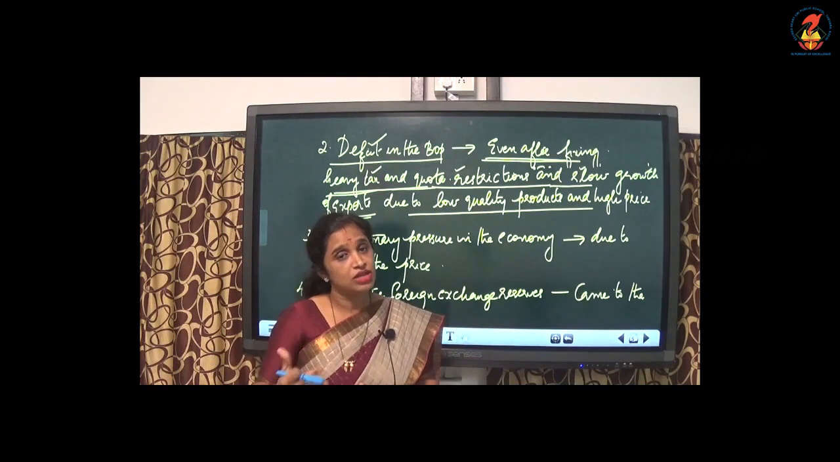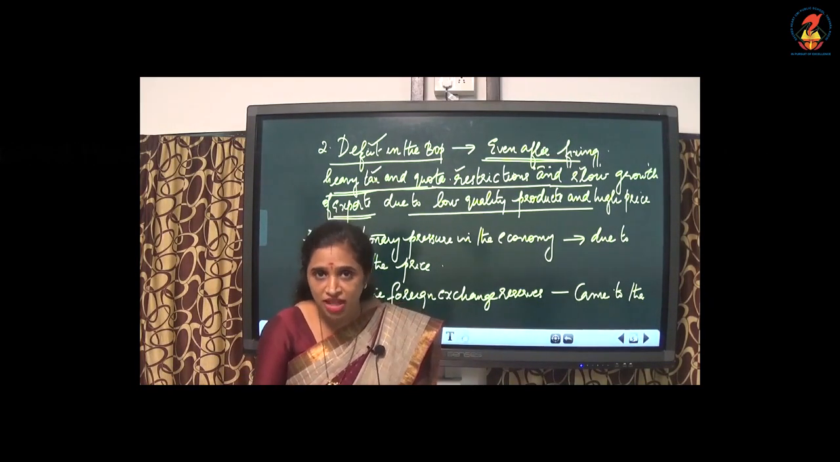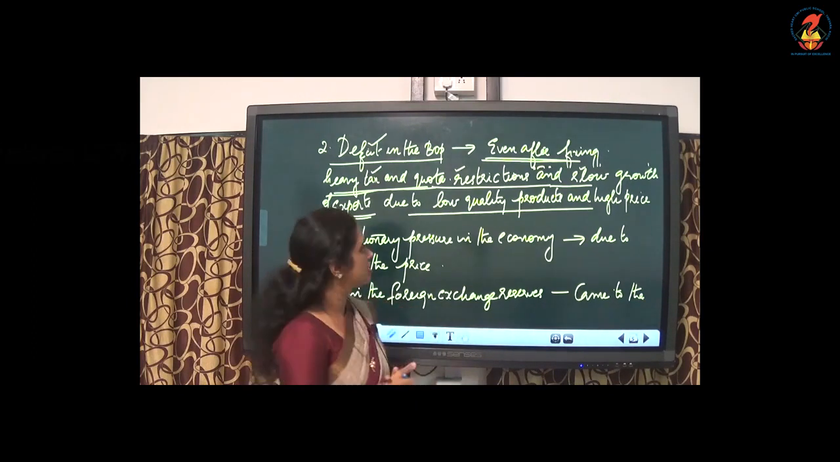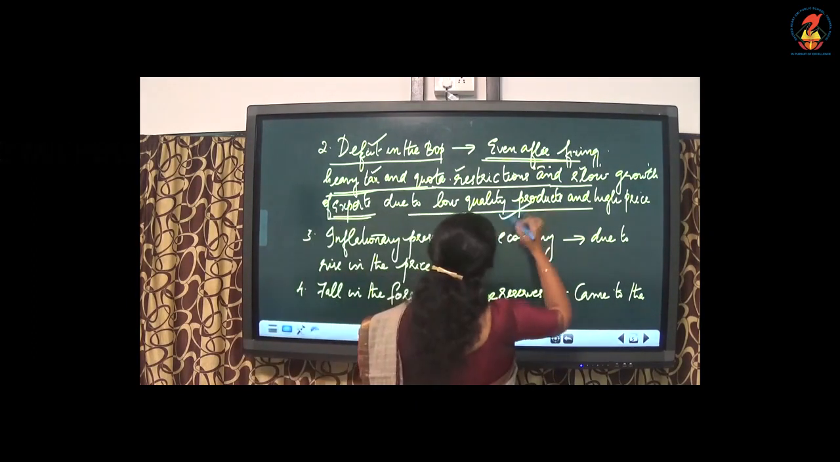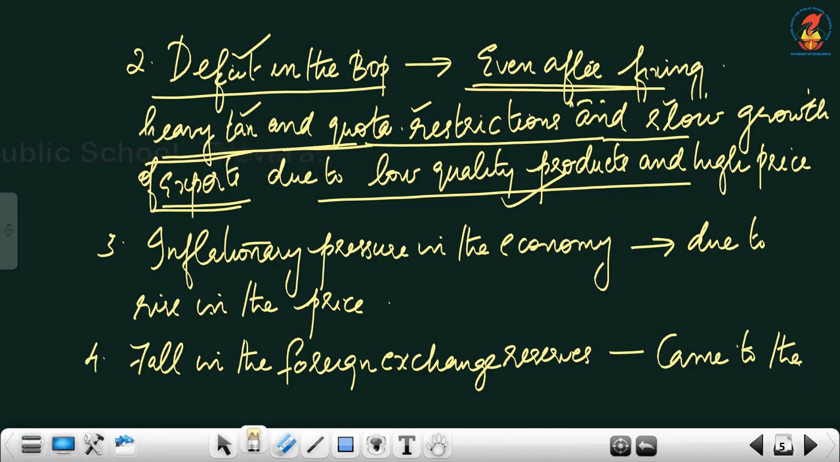So as a result of the slow growth rate of export, we again faced a deficit in the balance of payment. Again, low quality products and higher price. Now that also paved a way for deficit in the balance of payment. How can a low quality product and a higher price pave a way for deficit in the balance of payment?